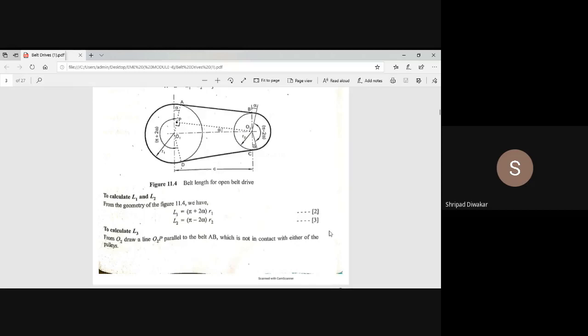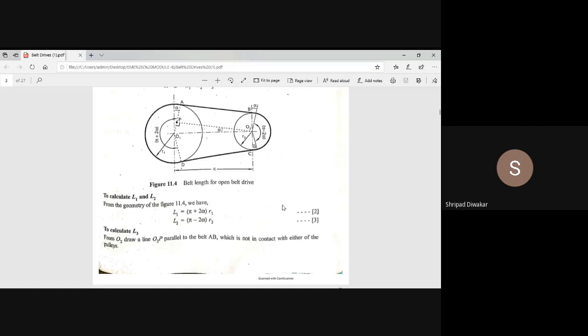Now the next important thing is how to find the length of the two portions which are not in contact with either of the pulleys. As I said, the total length includes the length on the driver, the length on the driven, plus the lengths which are not in contact. You see these lengths CD and AB are not in contact with either of the pulleys. First we find L1, which is pi plus 2 alpha into R1. This is pi minus 2 alpha into R2.